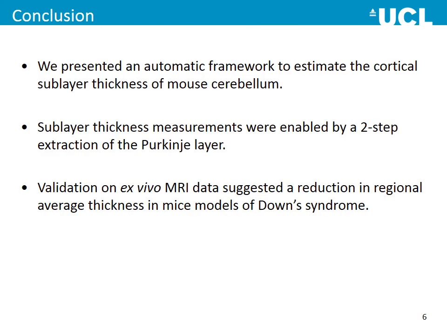So, in conclusion, here we presented an automatic framework to estimate the cortical sublayer thickness of the mouse cerebellum, and the sublayer thickness measurements were enabled by a two-step extraction of the Purkinje layer. The validation on ex vivo MRI data suggested a reduction in regional average thickness in a mouse model of Down syndrome.